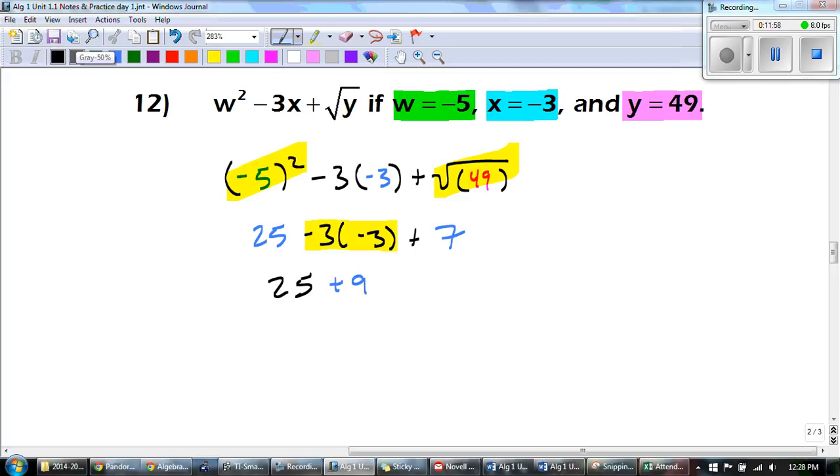Oh my gosh, I did not miss that bell over summer. Sorry, -3 times -3 is 9, and then we still have the plus 7. So we can do all of this at once if you can, or if you want to do it step by step, left to right, 25 plus 9 is 34, and then 34 plus 7, 41.